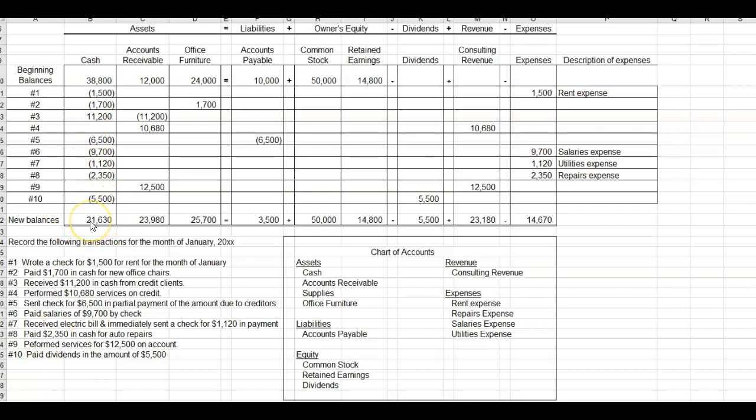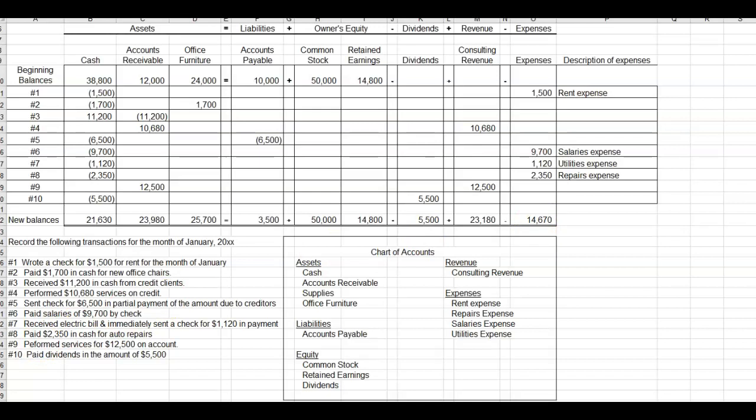The new balances at the end of the month for each of the accounts are as follows. Cash $21,630, accounts receivable $23,980, office furniture $25,700, accounts payable $3,500. Common stock and retained earnings did not change. Their balances remained at $50,000 for common stock and $14,800 for retained earnings. Dividends $5,500, consulting revenue $23,180, and expenses in total $14,670.